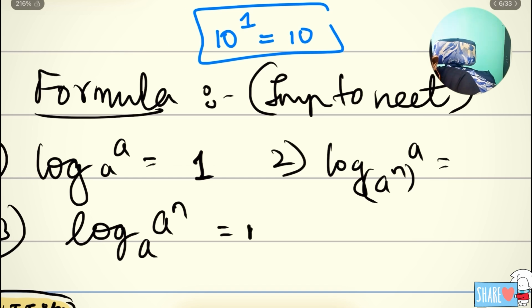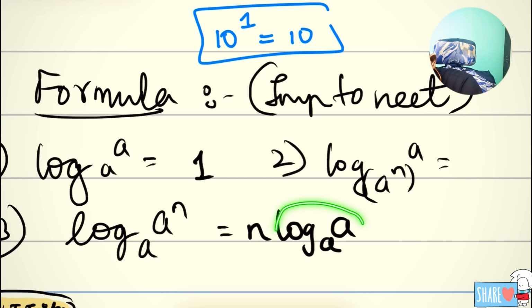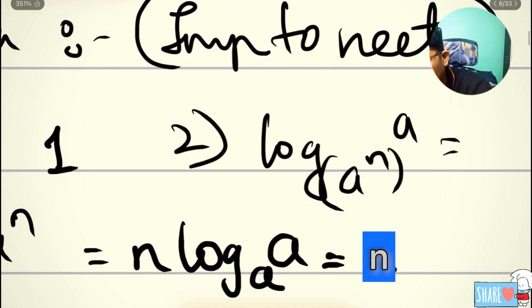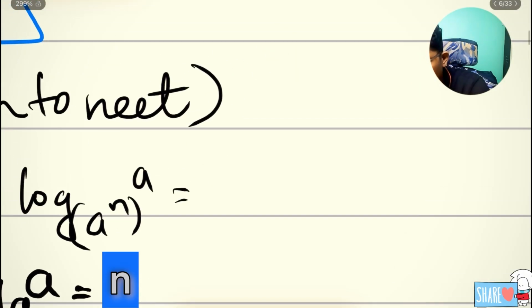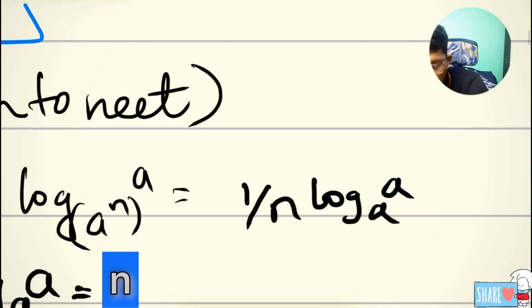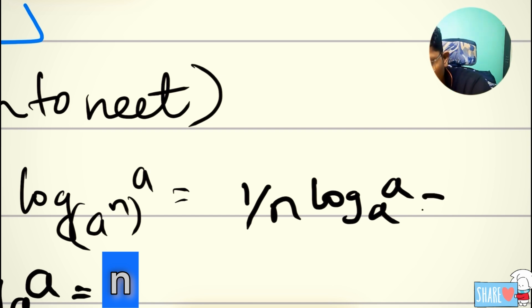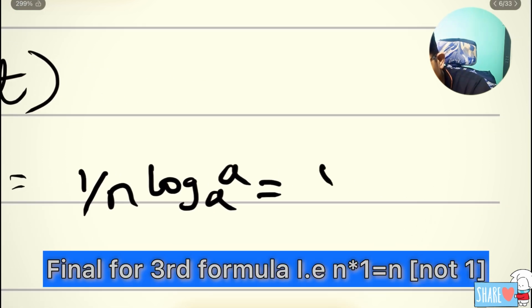Take the n in front, n log a to the power n, to the base a. Now you may ask, sir, is this the final answer? No. When you see this, you can see the formula here: log a to the base a is equal to 1. You should know this simple thing; they may use this formula. You are taking the n in front, right? You should write 1 by n log a to the base a. Finally, we get the answer, that is 1 by n.